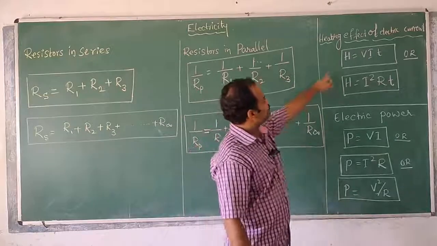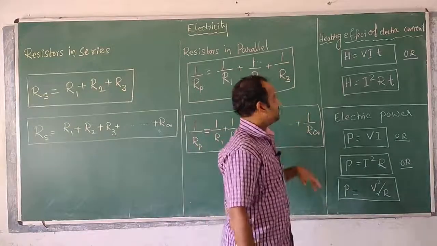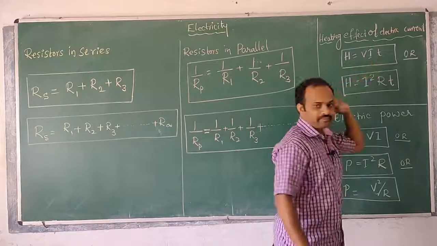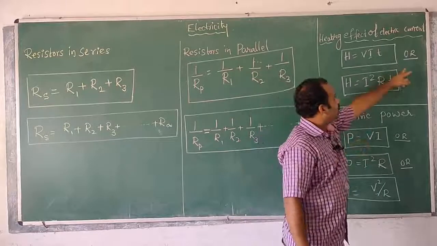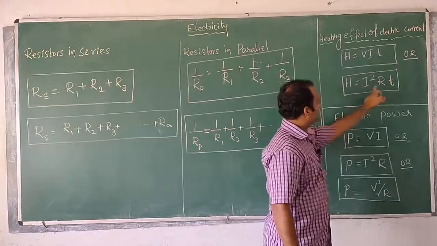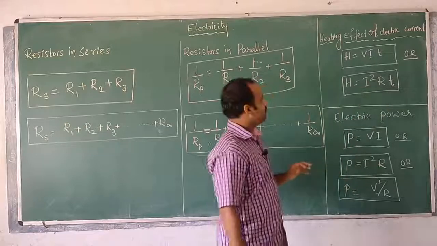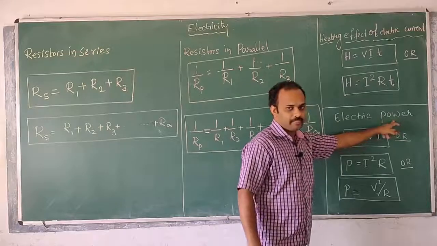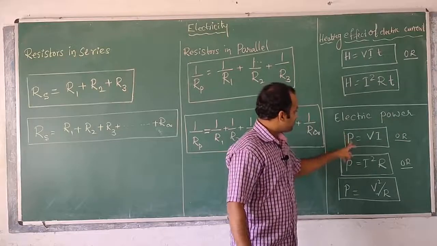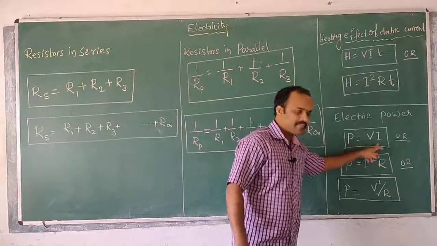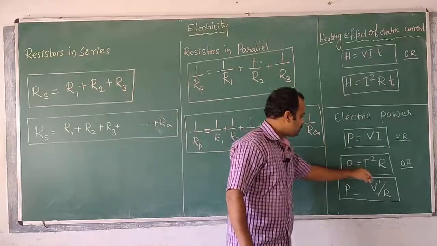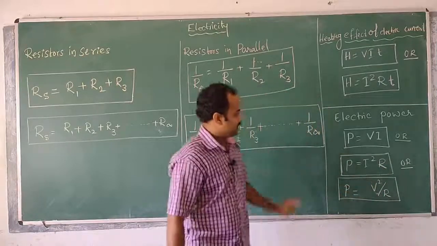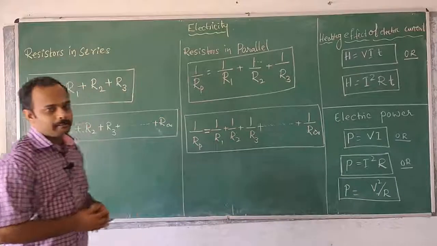Similarly, we learned heating effect of electric current. We have two formulas there. One is H equal to VIT, or H equal to I square RT. And next one is electric power, that is P equal to V into I, or P equal to I square R, or P equal to V square divided by R. We have three formulas for electric power.